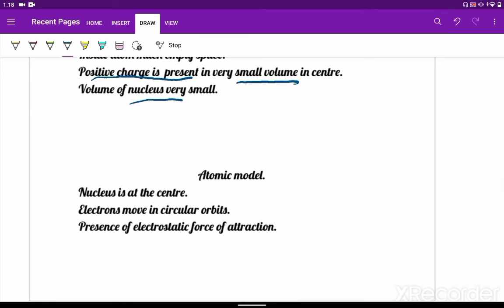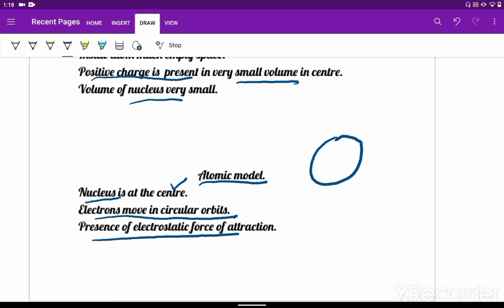From all these observations we can come to the atomic model. So we can state that there is a nucleus at the center. The electrons are moving in circular orbits around the nucleus. And definitely there is presence of electrostatic force of attraction. This atomic model was given by Rutherford. So we can imagine like this, if this is the atom, in the central part this is the nucleus.